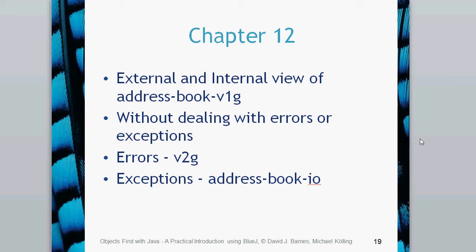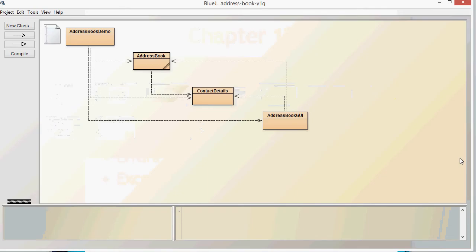Hello again, this is a Chapter 12 video. We're going to be looking at an internal and external view of the address book version 1. Now this class, remember, or this project, doesn't use any error checking or any parameter checking or any dealing with exceptions. Those are done later with the classes shown there, the version 2 and the address book IO. So let's start to have a look at this address book version 1.